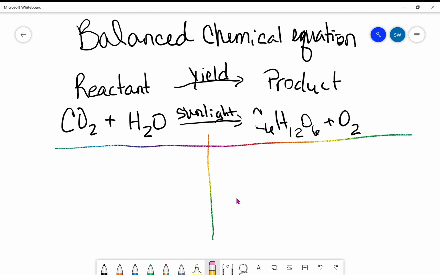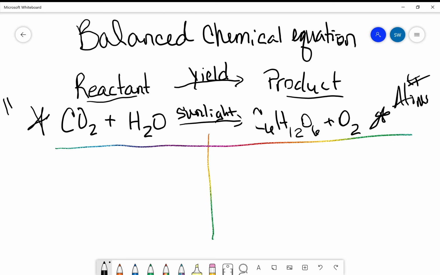I said I'd explain to you why we balance chemical equations. Every chemical equation has to be balanced because what it tells us is that the same amount of atoms are going to be on this side of the equation as there are on this side of the equation, meaning the reactants and products will have the same number of atoms. Same number of atoms on both sides. There won't be any more carbon over on the left as there are on the right.